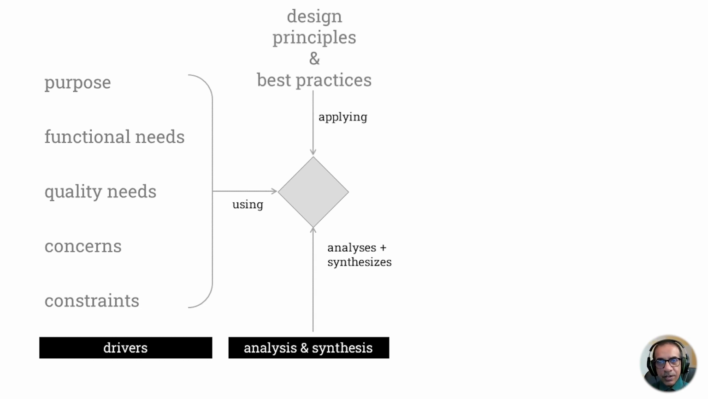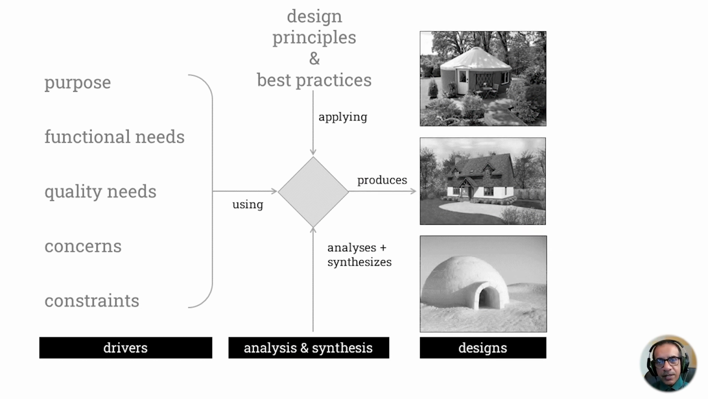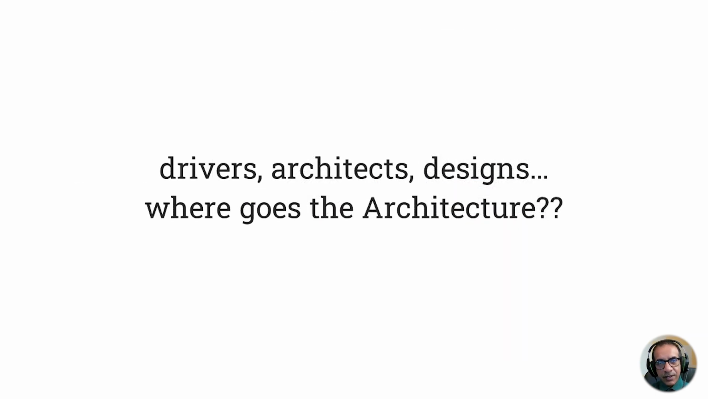The next set of inputs comes from his own knowledge, his wisdom, his experience. They come in the form of design principles and best practices. A lot of these are or can be documented. Mostly, these are common sense that arises out of experience. With these primary and secondary inputs in place, the architect is now ready to work out a technical solution to address the problem, the requirement. And finally, he comes out with the high-level solution design. Drivers, architect, designs, where goes the architecture? Let's wait for a few more moments before we get to that answer.